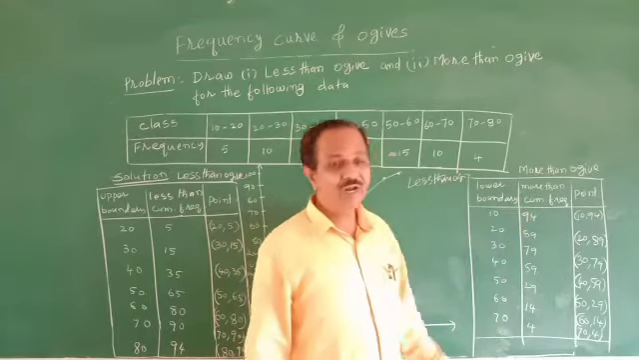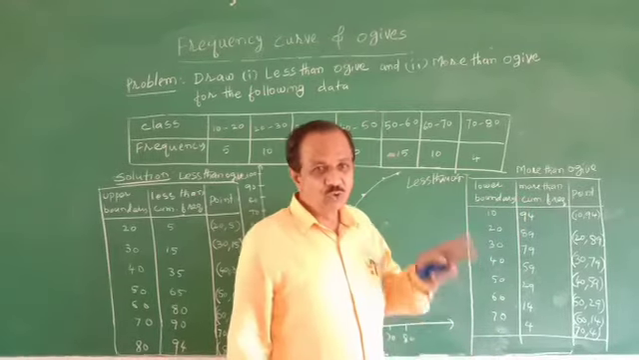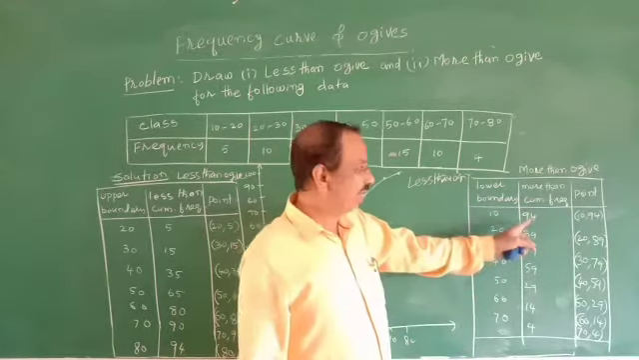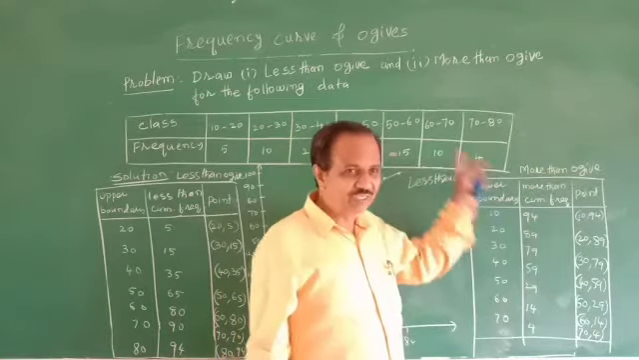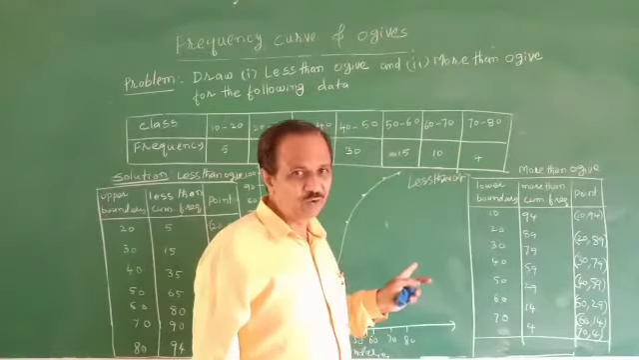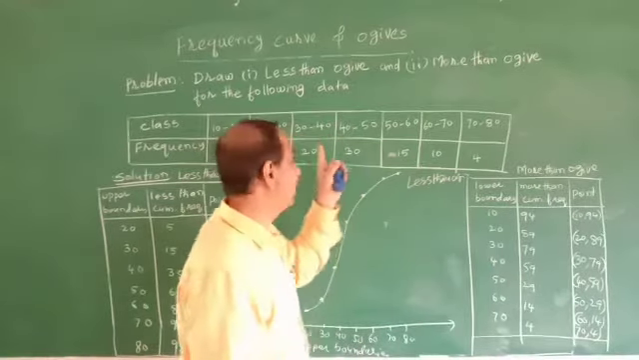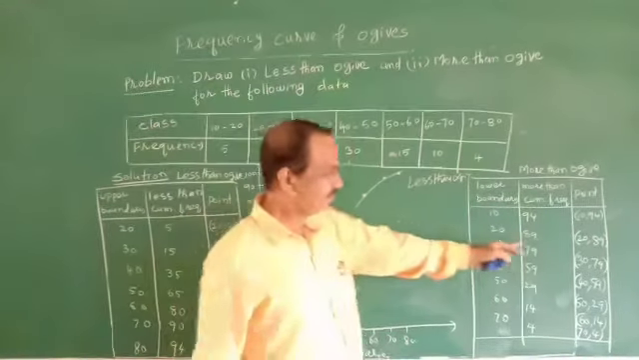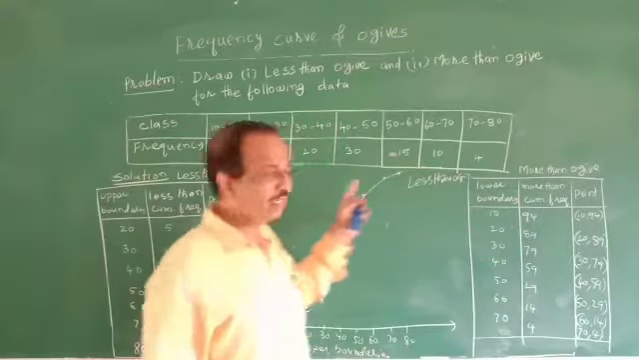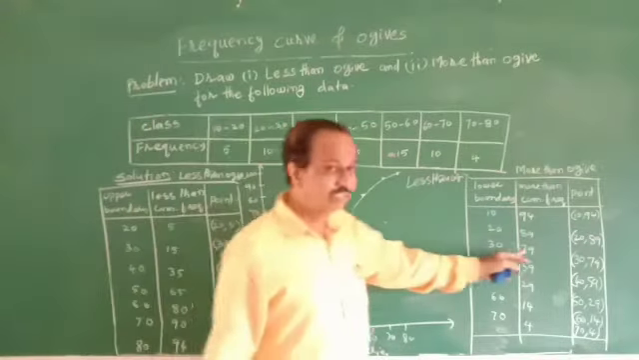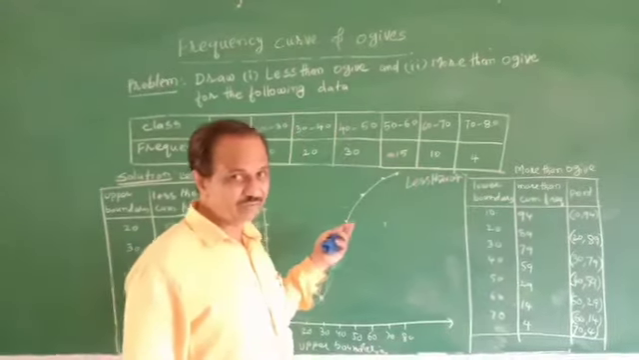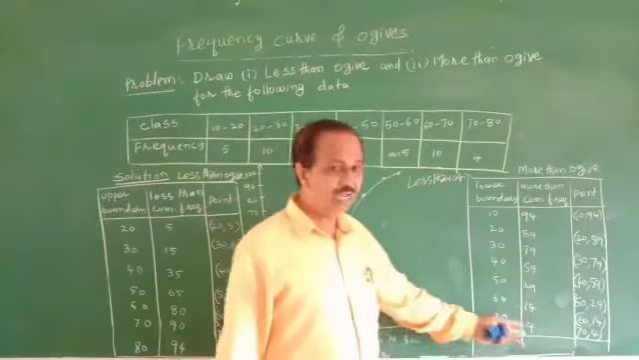Now how to draw the more than ogives? First you write the total frequency. Total is 94. First one is 94. Then subtract the first frequency: 94 minus 5 is 89. Next subtract the next frequency, 10: 79. Next subtract the next frequency, and so on up to the last one.